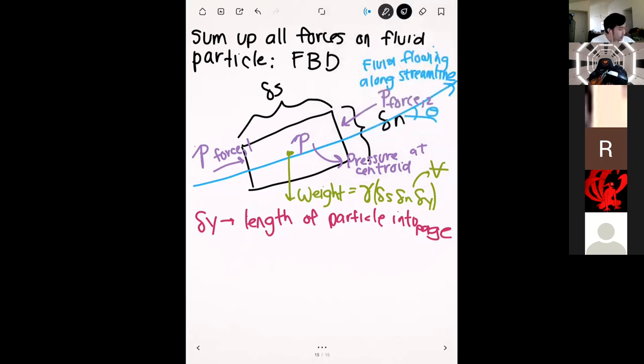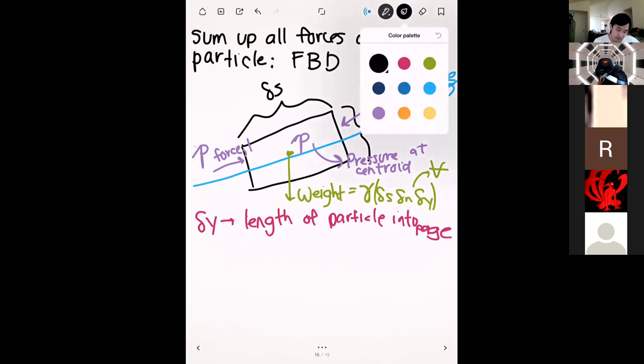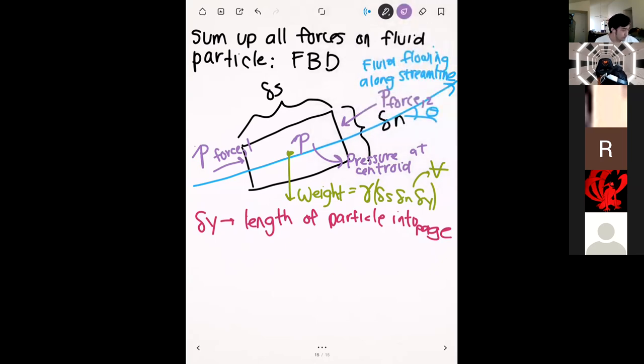Before we start quantifying these, we need to characterize the direction of the particle. We can assume that this fluid particle is going up and to the right, and that the angle with respect to the horizontal is given by theta.